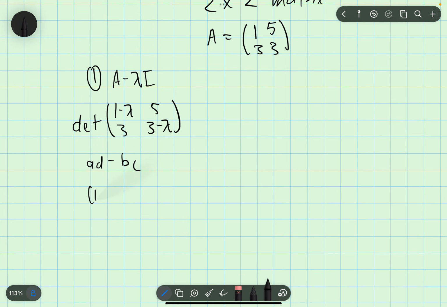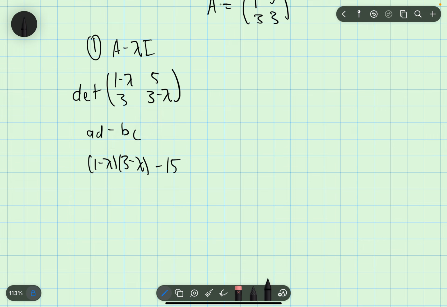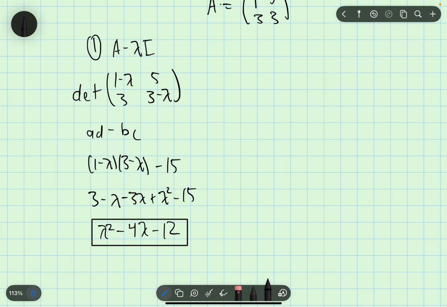A is 1 minus lambda, 3 minus lambda, minus 5 times 3 is 15. Then you've got to distribute this out. 3 minus lambda minus 3 lambda plus lambda squared minus 15. Reorganize things: lambda squared minus 4 lambda minus 12. After all that work, you get this as the characteristic polynomial, right?